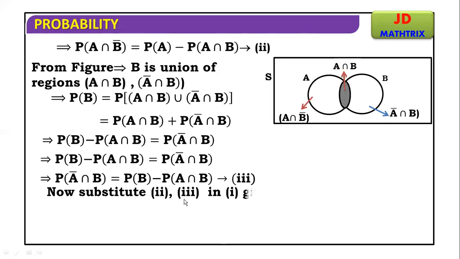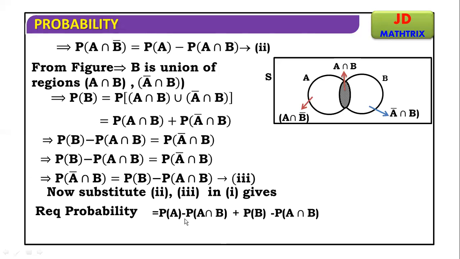Now substitute 2 and 3 in 1, which gives the required probability equal to P of A minus P of A intersection B plus P of B minus P of A intersection B. So this is equal to P of A plus P of B minus 2 into P of A intersection B. This is the proof that the probability of exactly one of the events occurring is P of A plus P of B minus 2 into P of A intersection B.